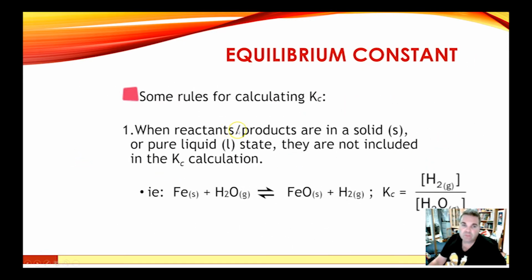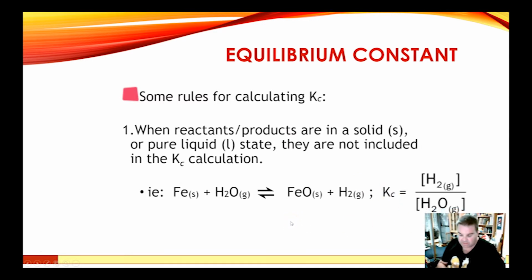The first rule is that if they're a solid or a pure liquid, they're not included in the Kc calculation. The reason for that is if they're a solid or a pure liquid, so not aqueous, and aqueous is different, so when it's dissolved it looks slightly different. When it's dissolved in water, it's not a pure liquid, so you don't have a massively high concentration. When you're dealing with pure solids and pure liquids in reactions, generally the change in concentration for them is so minimal that they're always considered to be 1. So we don't actually include them in the Kc equations.